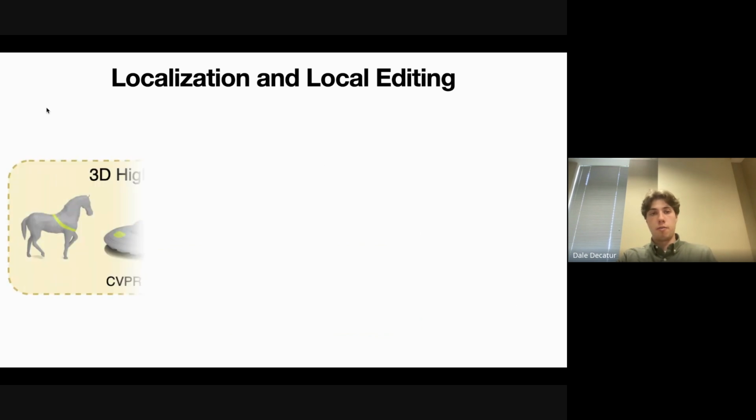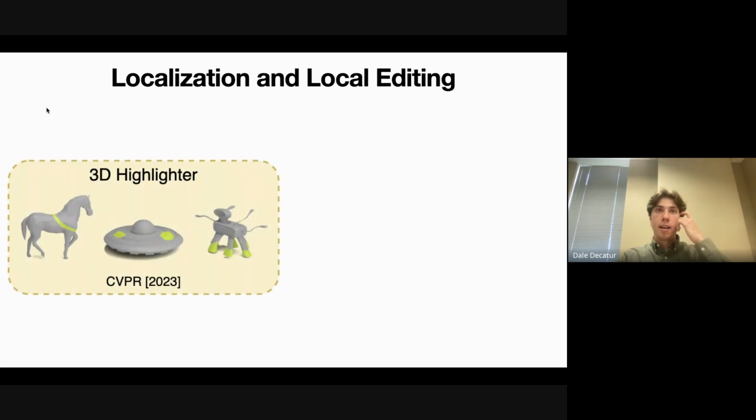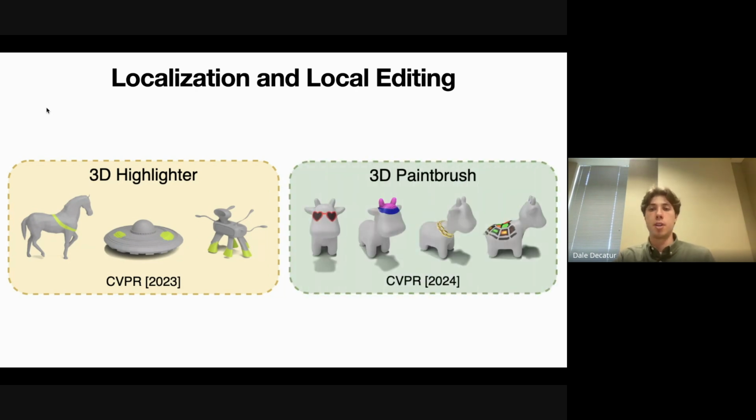Today we're going to discuss two works that address this task of local editing. The first work is 3D Highlighter, and this sets the foundation for the local editing task by being able to do text-driven localization, basically figuring out, based on some text, what portion of the 3D object best corresponds to that text. And the second work is 3D Paintbrush. This expands on the first work, asking: not only do we want to do localization, how can we do local editing as well?